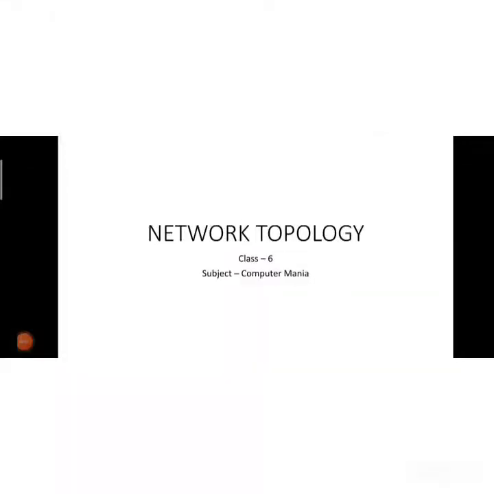Hello students, today we are going to learn the chapter Network Topology. Before understanding what is network topology, let us first understand what is a computer network.